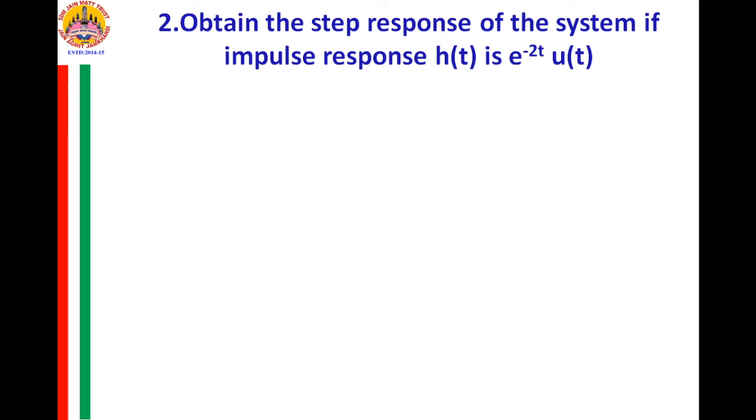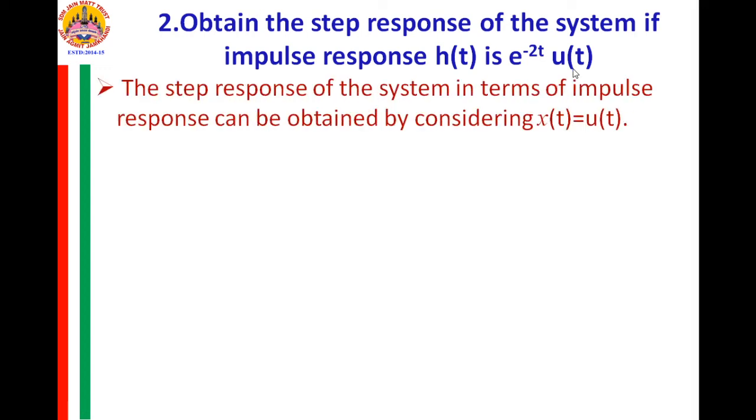We have to consider it as a step input, that is we have to convolve u of t with this e raised to minus 2t u of t, and generally the step response is designated by s of t. So instead of saying that we are evaluating y of t, now we will say that I will be evaluating s of t, the step response of the system, by considering x of t is equal to u of t.